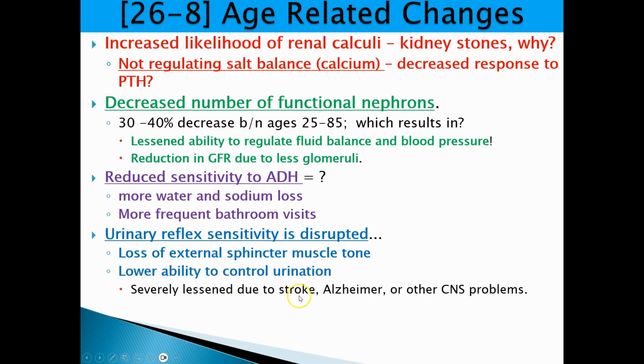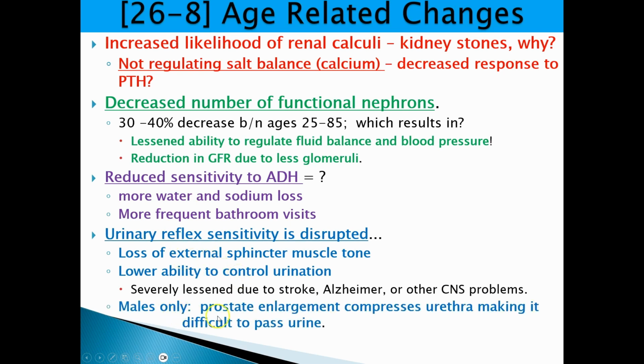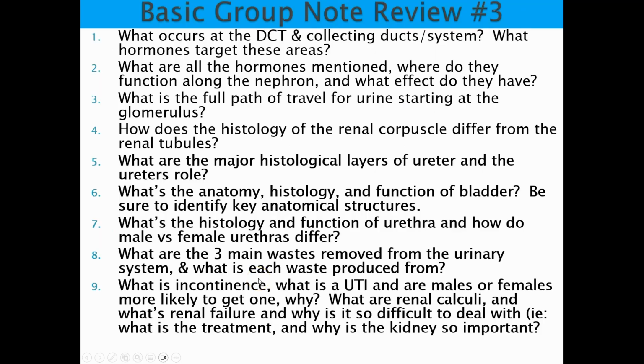These things, of course, when you have stroke, Alzheimer's, or other central nervous system problems, can severely impact this even more greatly. All right, but males only can also have prostatic enlargement, and that will compress the urethra, which makes it difficult to pass urine. Oftentimes, the urine won't get all the way out. So those are some of the complexities with aging. In most cases, if you know what the urinary system does, it's pretty much no longer able to do those things as we see here.